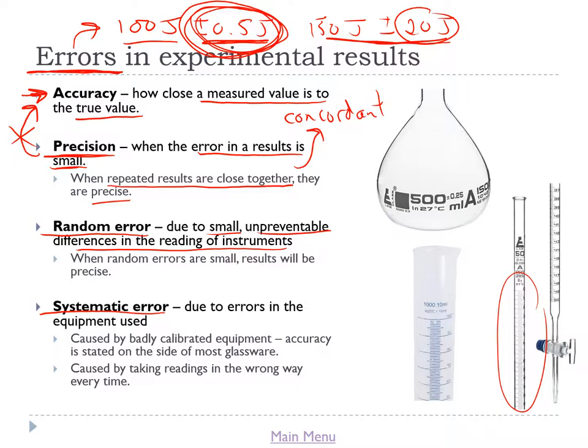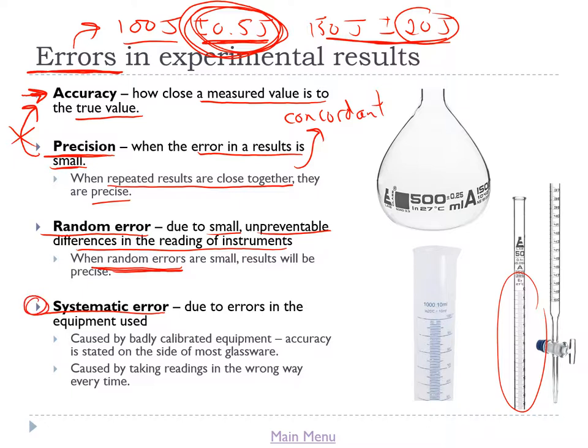Now, let's imagine you're doing a titration where you have to stop when there's a particular colour change. You don't always judge the colour change in the exact same way every single time. And so that leads to these small, unpreventable differences that build up to create this random error in experiments. There is nothing we can do to eliminate random error, but we can make it smaller by careful experimental design. We then also have systematic error.